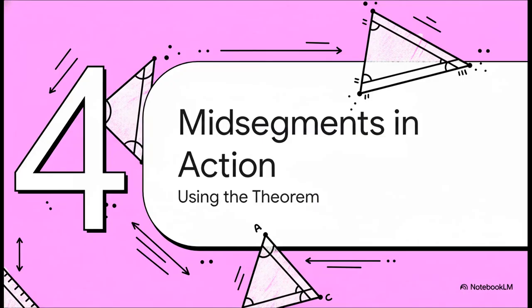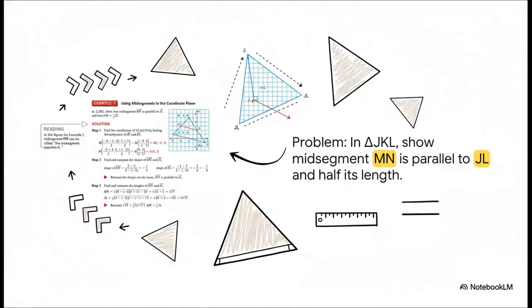So, we've defined it, we've proved it, now for the really fun part. Let's put this theorem to work and see how it helps us solve some actual problems. This first problem should look pretty familiar. It's a lot like the proof we just did. We've got this triangle, JKL, sitting on a coordinate plane, and our job is to prove that the midsegment, MN, is parallel to the side JL and that it's also half its length.